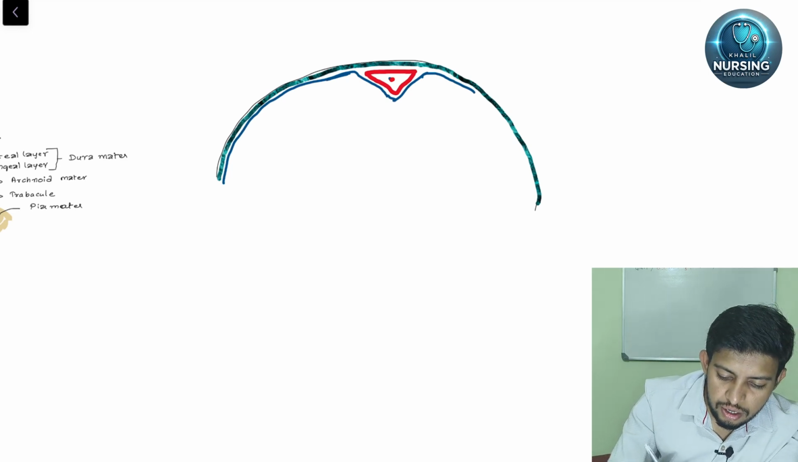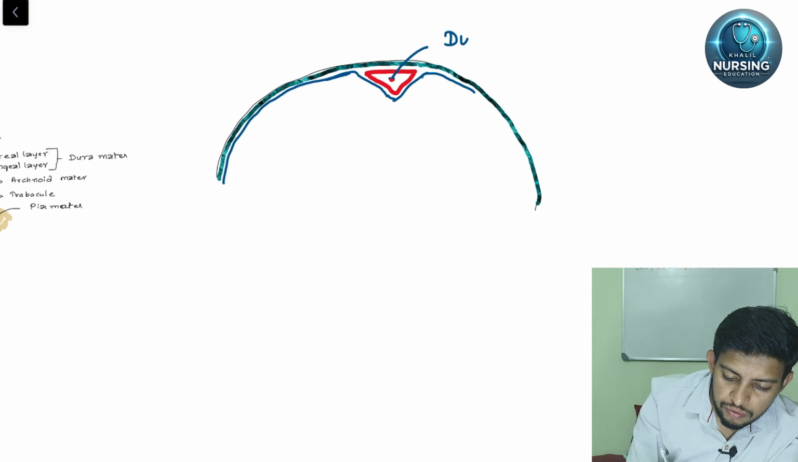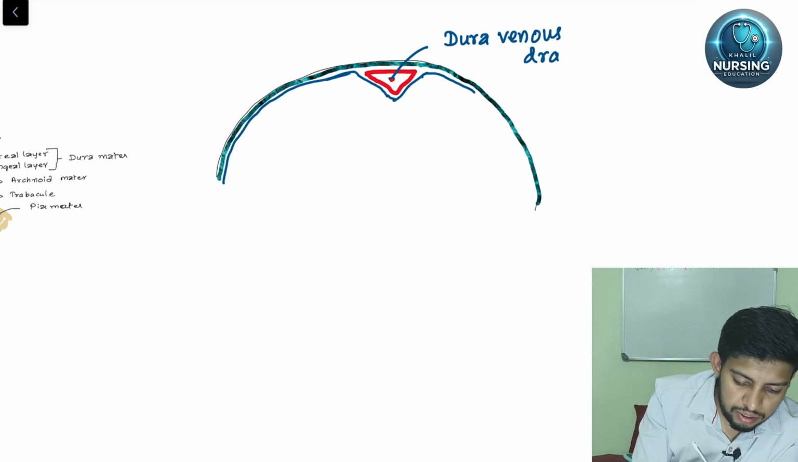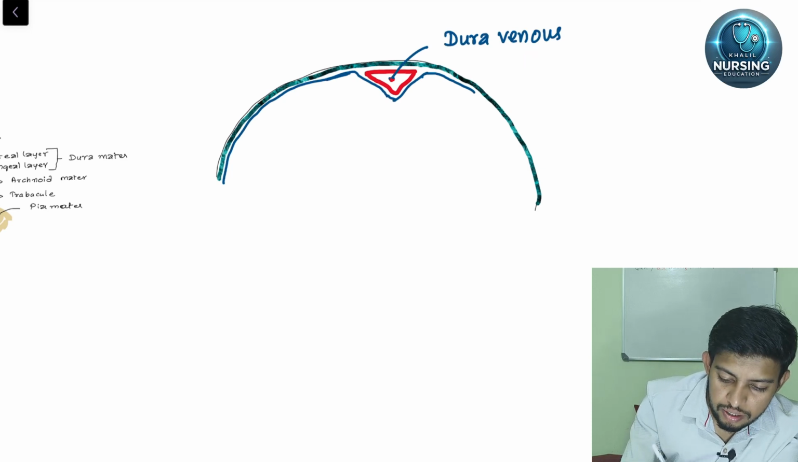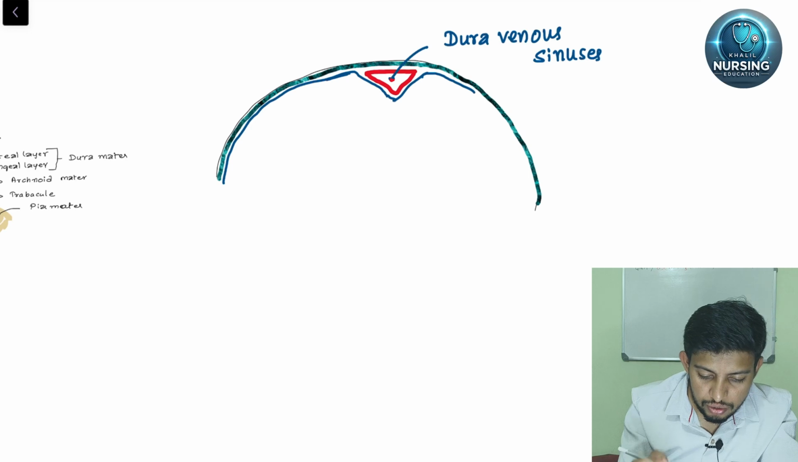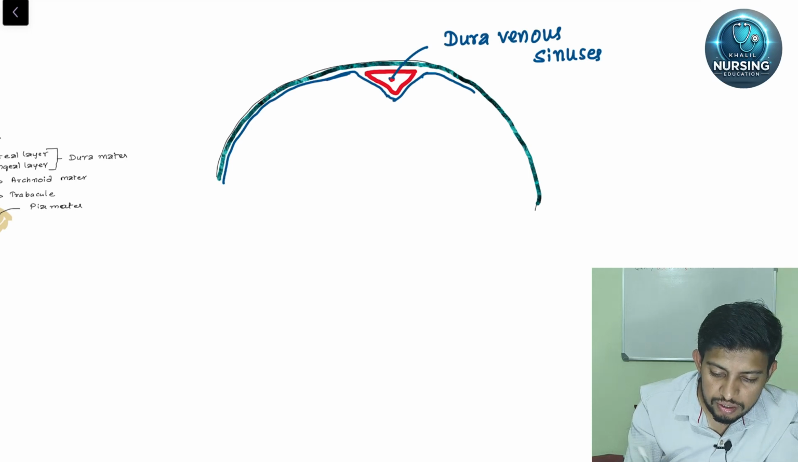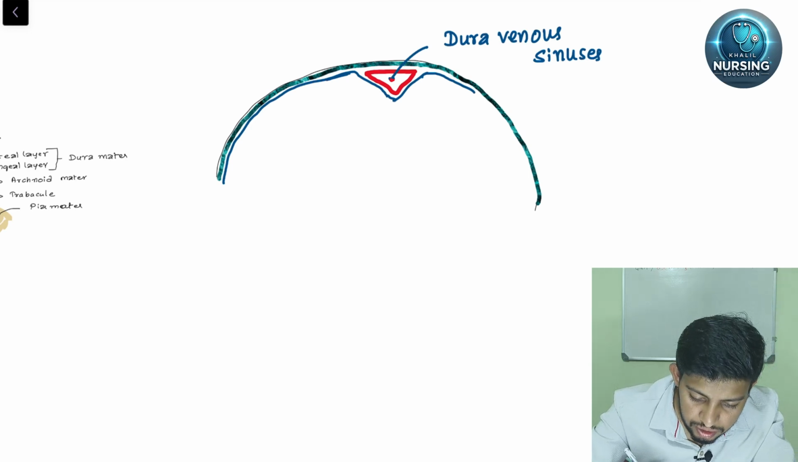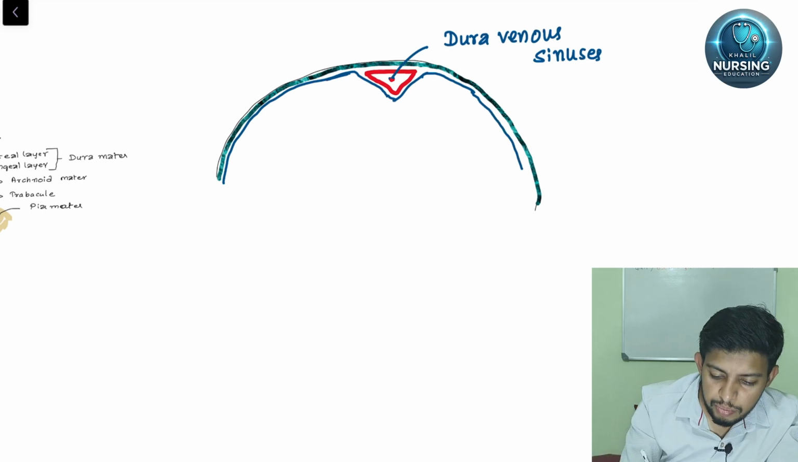This is called the dural venous drainage, or the sinuses. This is the sinuses. So first we saw the dural venous sinuses, and now we will see another aspect.